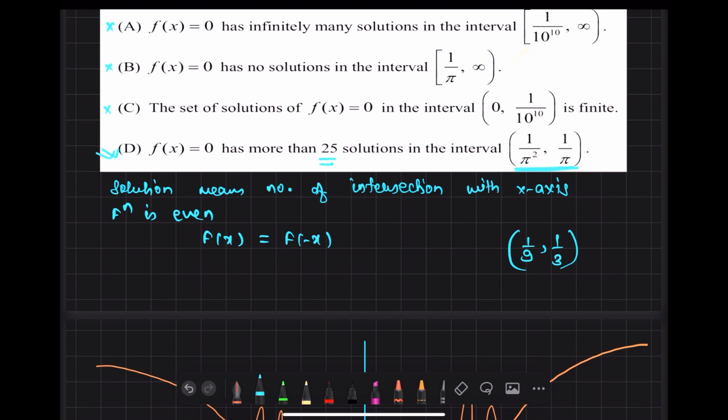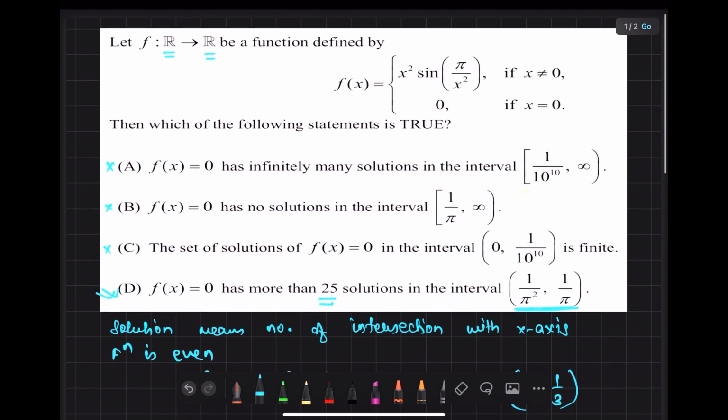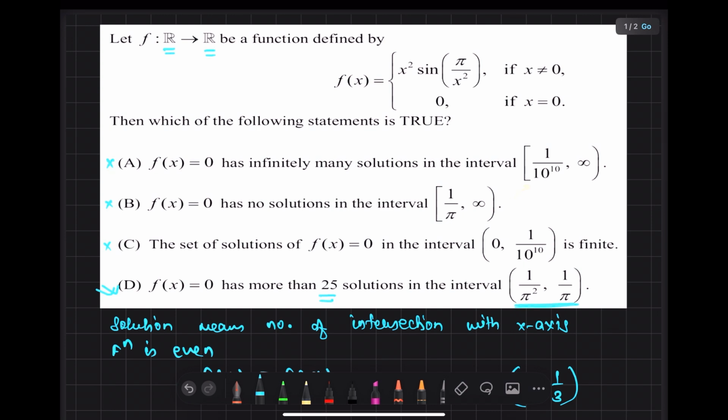I hope the idea is clear, and now you can handle similar situations. Please try to memorize the graph of this function. You will see this function so many times. I hope the idea is clear.